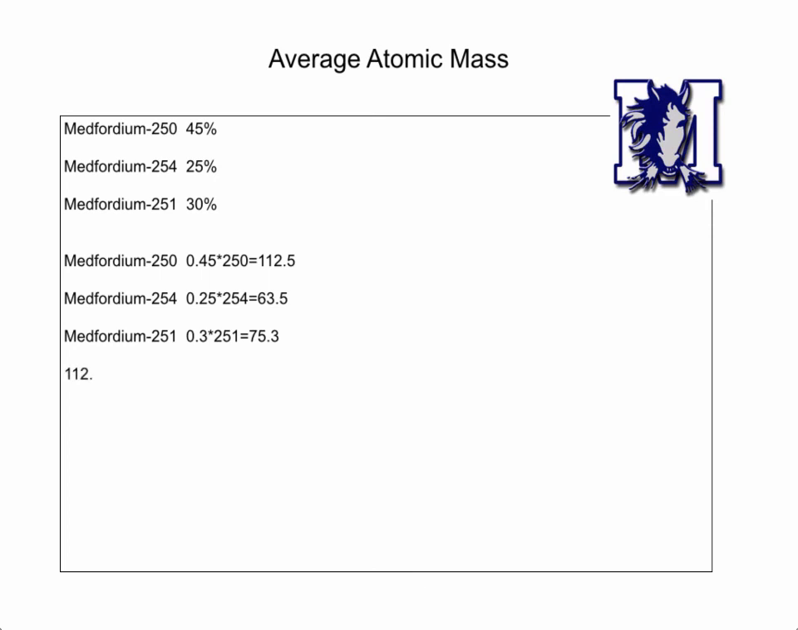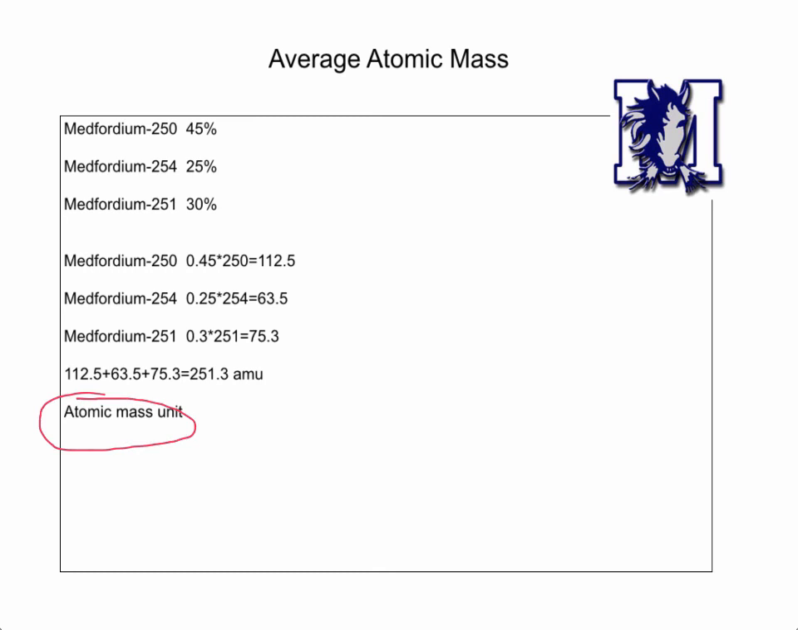So 112.5 plus 63.5 plus 75.3. And when I add those all together, I get a final average atomic mass of 251.3 AMU. AMU stands for Atomic Mass Unit. And this is going to be our unit, AMU, whenever we have average atomic mass. And this is what's listed on the periodic table.